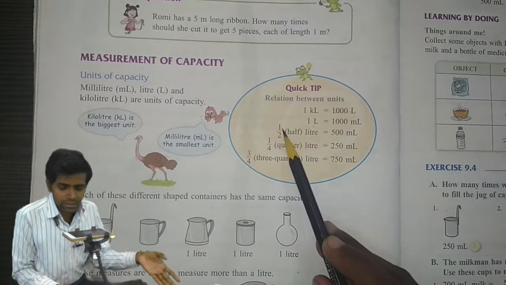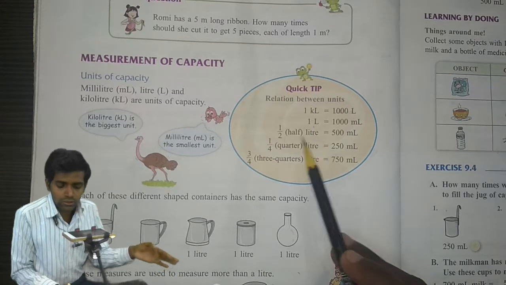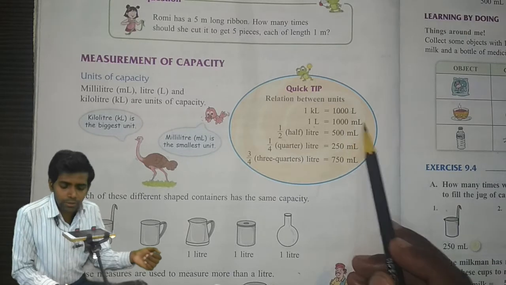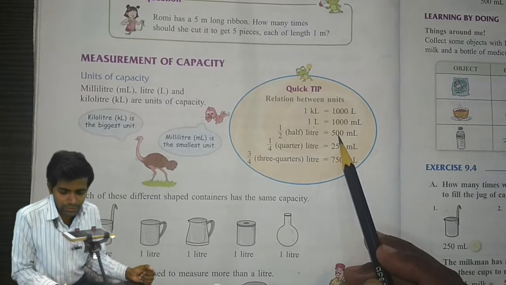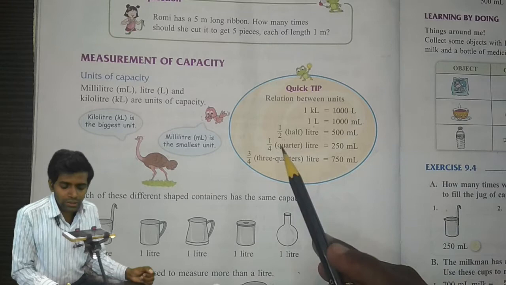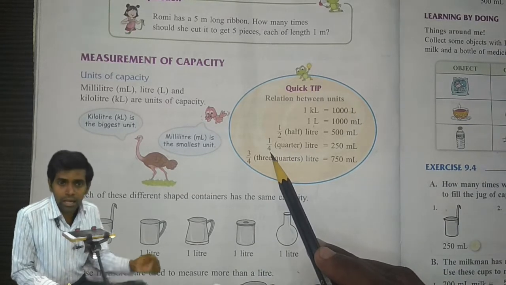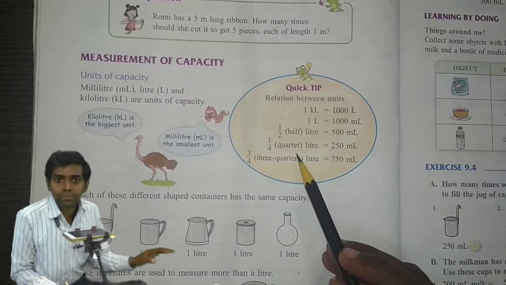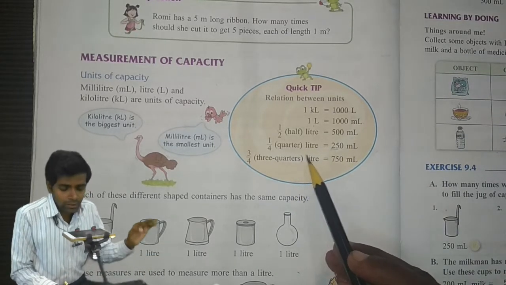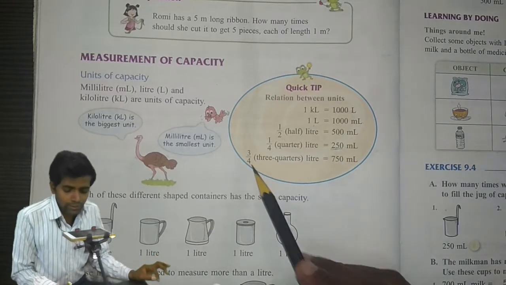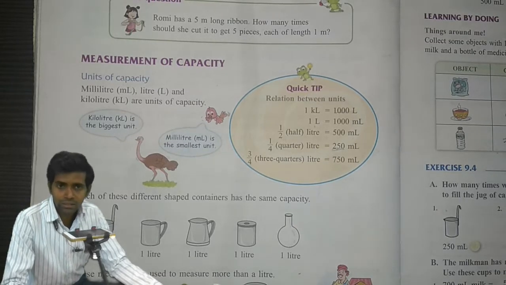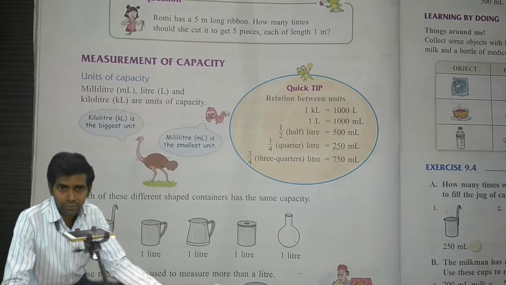कैसे आएगा? It is very simple. Half of a liter: we have to find half of 1000 milliliters, and you will get 500 milliliters. For 1/4 of a liter, when you find 1/4 of 1000 milliliters, you will get 250 milliliters. यहाँ पर fractions of a collection का use करना है. And 3/4 is 1/2 plus 1/4, that means 250 plus 500 milliliters, that is 750 milliliters.